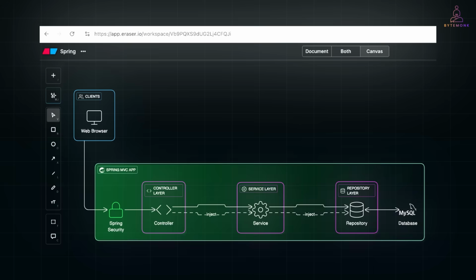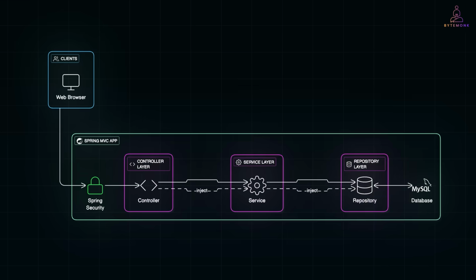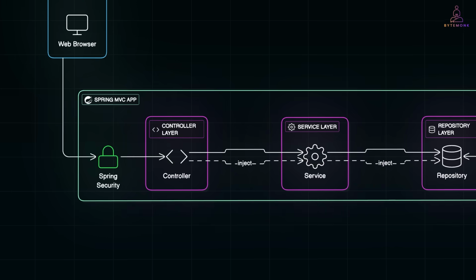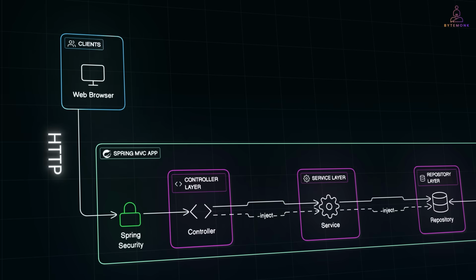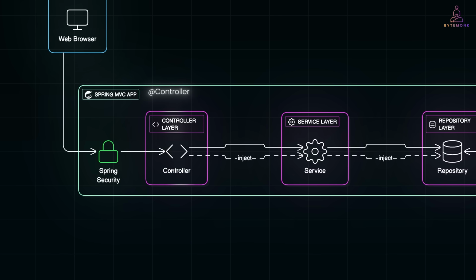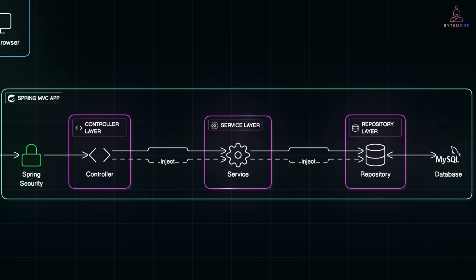In a typical Spring MVC application, the components are organized in clear layers. The controller layer acts as the entry point for requests. For example, a user's browser calls an HTTP endpoint on your app, and a controller, annotated with @Controller or @RestController, receives that request. The controller doesn't handle business logic itself. It delegates work to the next layer down, the service layer. Services contain the business logic of the application.